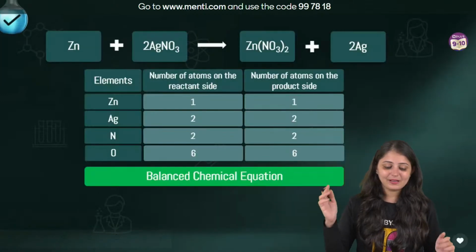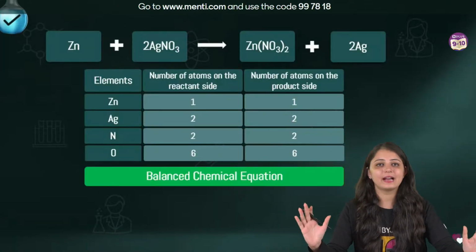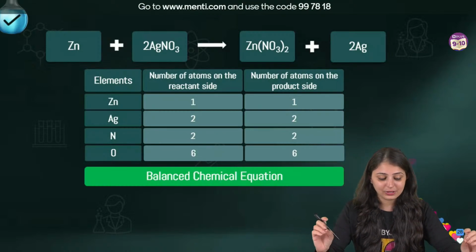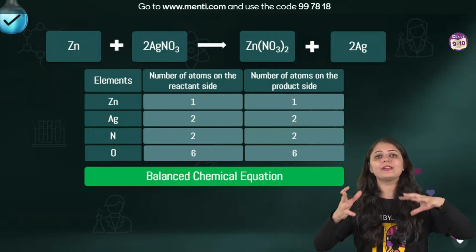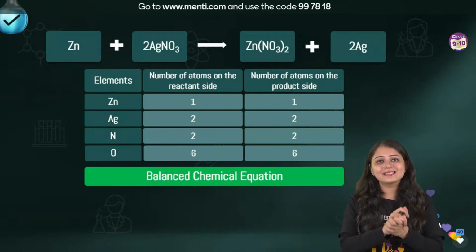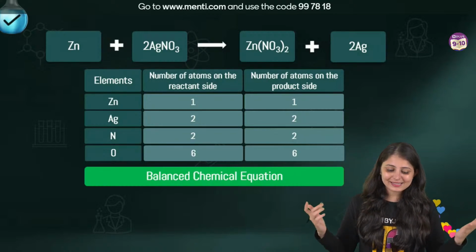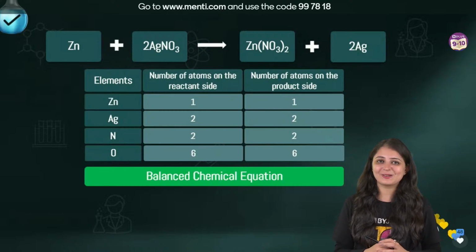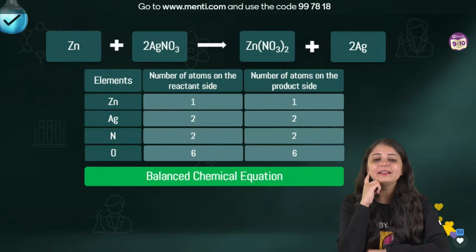So yes, as you can see, we have one zinc atom on the reactant and the product side. We've got 2 silver atoms, 2 nitrogen atoms and 6 oxygen atoms on both the sides. So the number of atoms of each element is the same on the reactant as well as on the product side. So yes, this is a balanced chemical equation and yes, it follows the law of conservation of mass. Yup, tukka gone right.